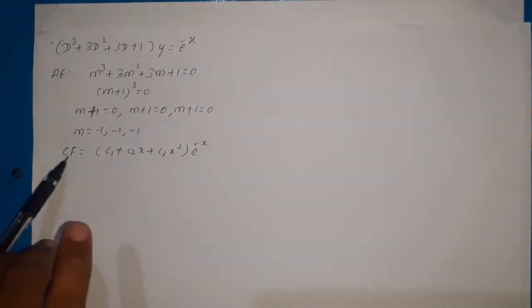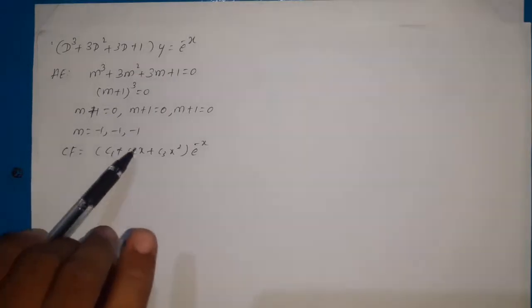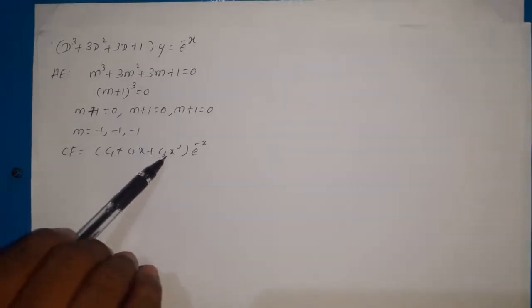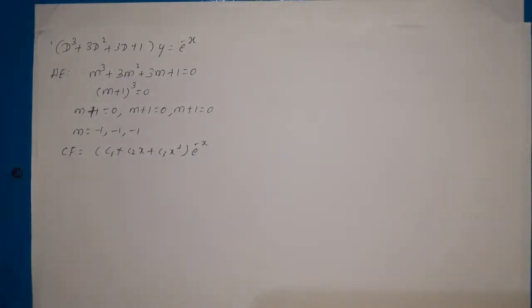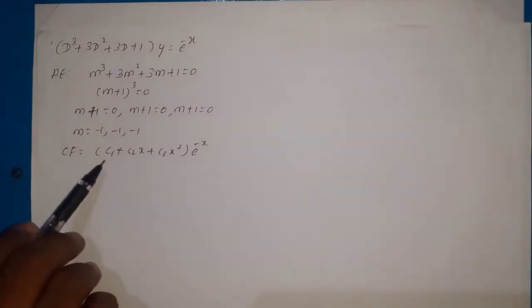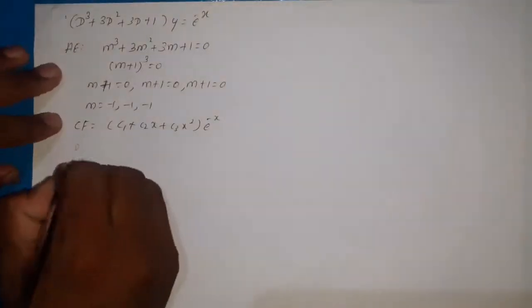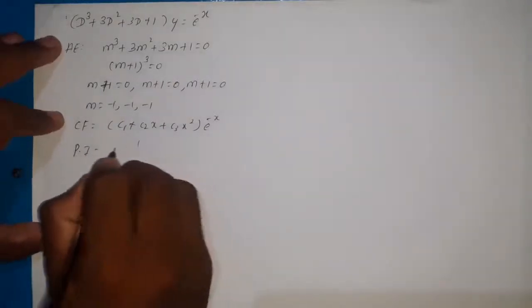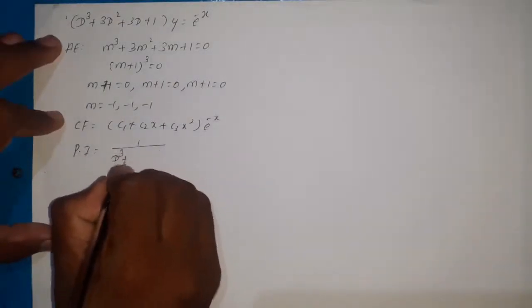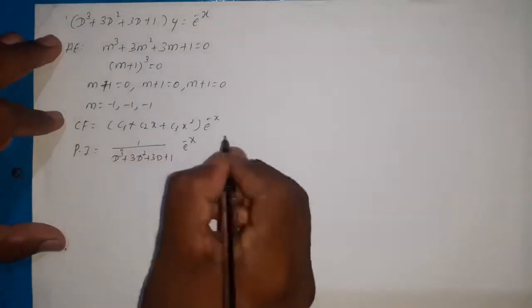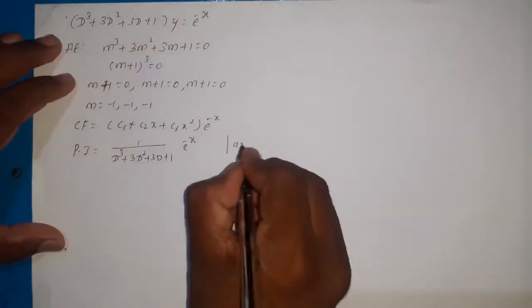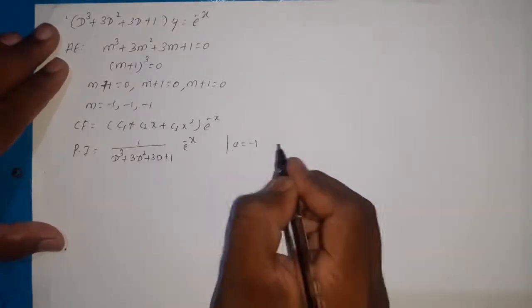Hence the complementary function is given by (c1 plus c2 x plus c3 x square) e power minus x. Since the root is repeated thrice, we have to write the complementary function like this. And now let us write the particular integral. So particular integral is equal to 1 divided by D cube plus 3D square plus 3D plus 1 into e power minus x. So here what is the value of a? a is equal to minus 1.